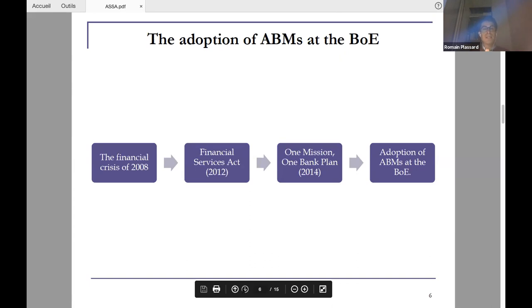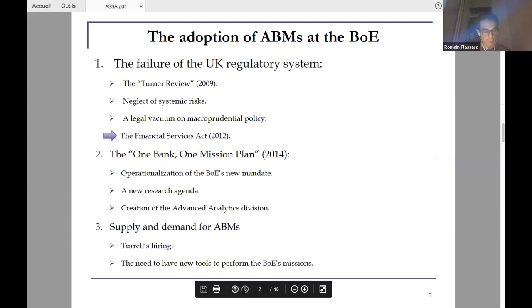Now, let me give flesh and bones to this history. The starting point is the financial crisis. All around the world, policymakers blamed the financial crisis on the failure of regulatory systems. In the UK, Lord Turner was a case in point. In a report commissioned by the Treasury, Turner made two observations.